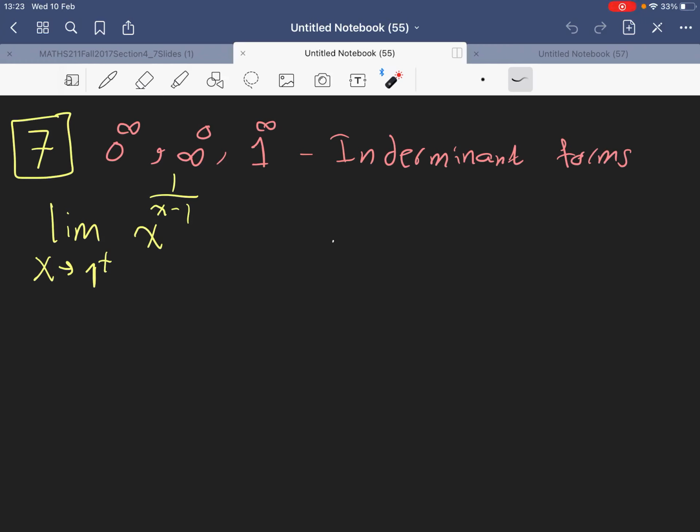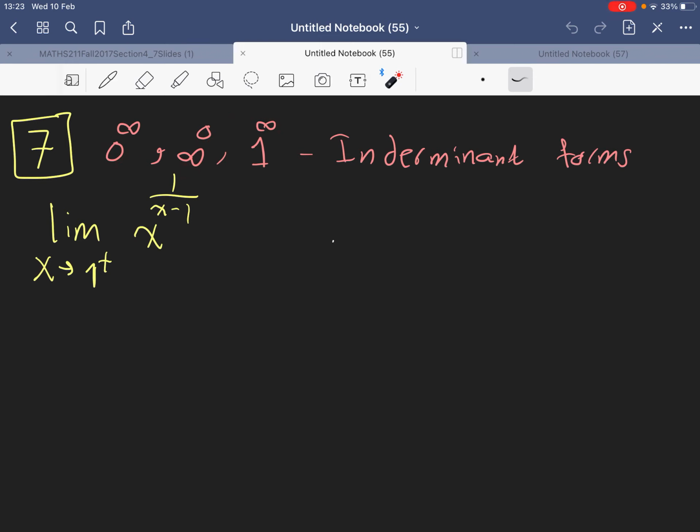Welcome student to part 2 of L'Hopital rule section 4.4. Today we will continue talking about the indeterminate forms, and today we have a special type of indeterminate form which could be 1 to the power of infinity, infinity to the power of 0, and 0 to the power of infinity.